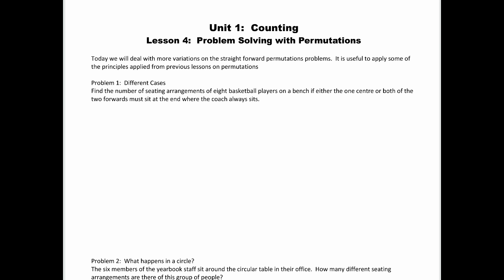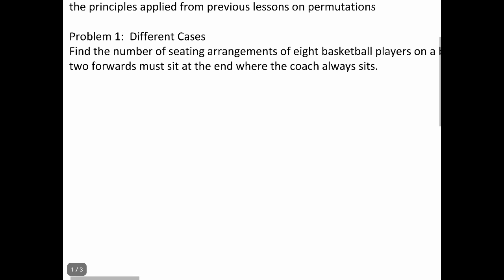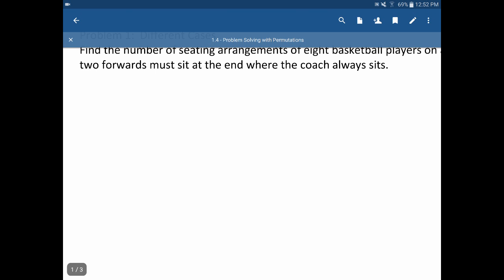scenario where we have to use different cases. So we have to break the question up into two possibilities. The question is that we're going to find the number of seating arrangements for 8 basketball players on a bench if either the one center or both of the 2 forwards must sit at the end where the coach always sits. So the two cases here are that we either have the center sitting with the coach or we have the forwards sitting with the coach. Now these two things can't happen at the same time, so this is where we're going to break it up into two cases.